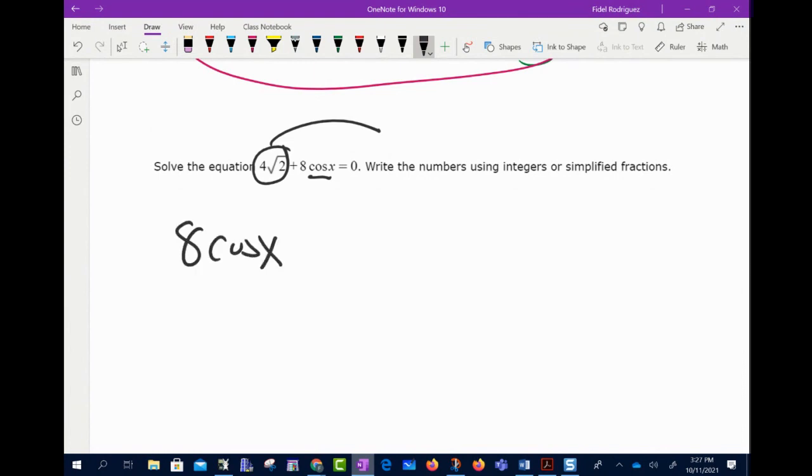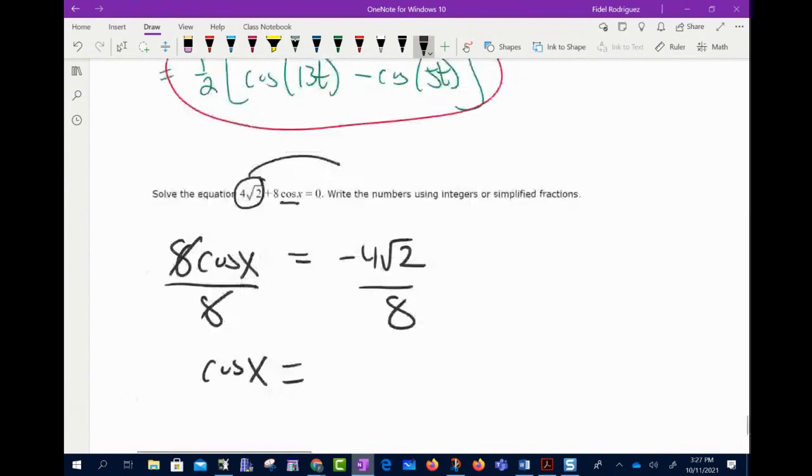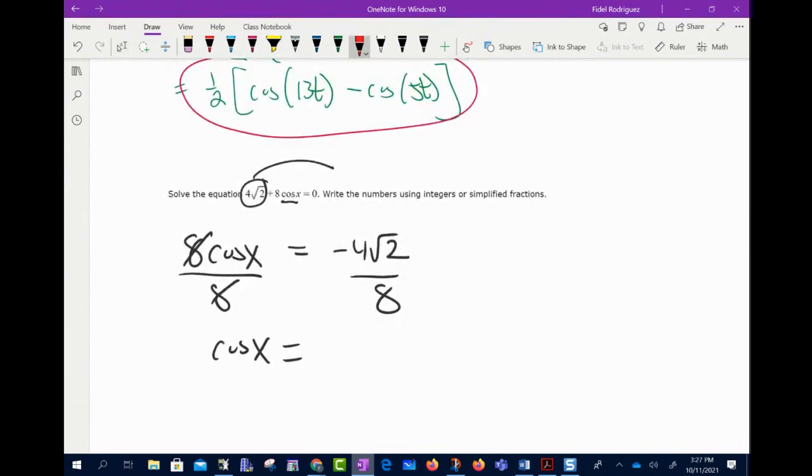When we move it over, what kind of 4 square root of 2 does it become? Negative. Then aren't we going to divide both sides by 8? All right, so what I'm going to do here, can't we reduce negative square root of 2 over 2, right? Okay, and then what we're going to use is what now? How do we get to our x from here? Yeah, we're going to use the chart, right?